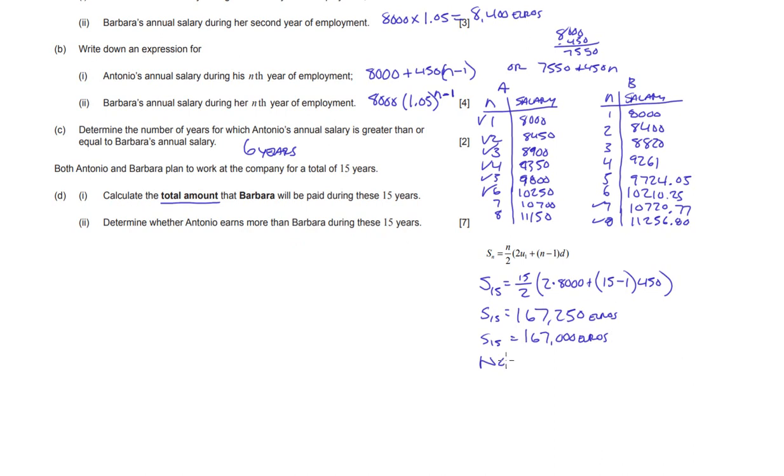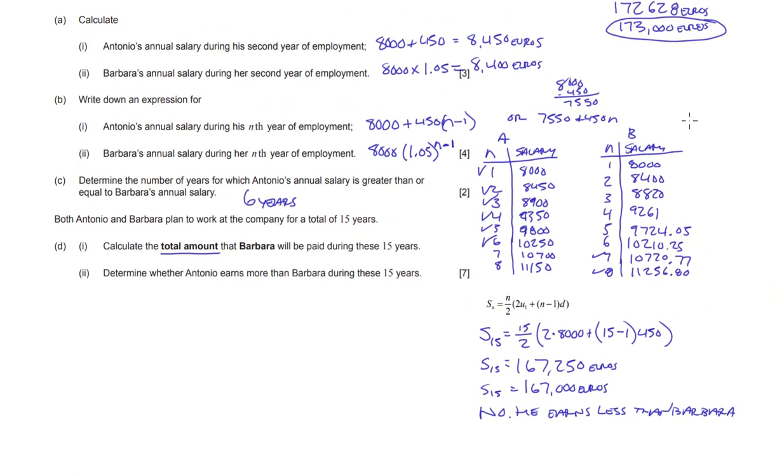Okay, so it says determine whether Antonio earns more than Barbara during these 15 years. So we would say nope, he earns less than Barbara. They didn't ask for it, but it's a pretty simple calculation: she earned 173,000 euros, so 173 minus 167, so he earned 6,000 euros less over 15 years.